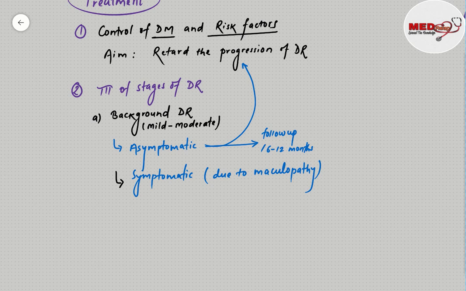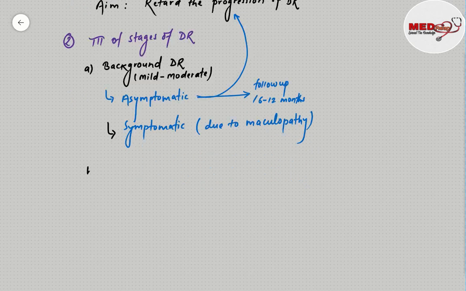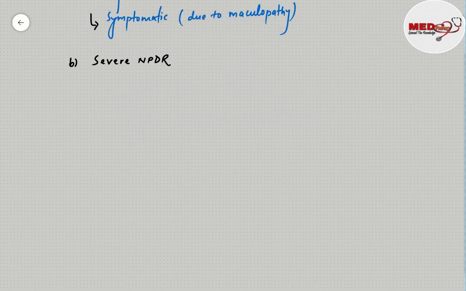Now come to the treatment of the second stage, which is the severe non-proliferative diabetic retinopathy, also known as pre-proliferative diabetic retinopathy. This stage has a tendency to progress into the proliferative stage. So we try to halt this progression by giving intravitreal injection of the anti-VEGF.